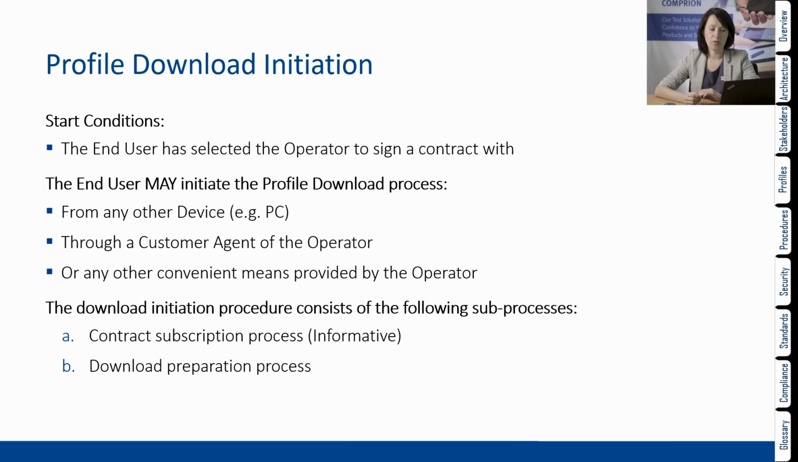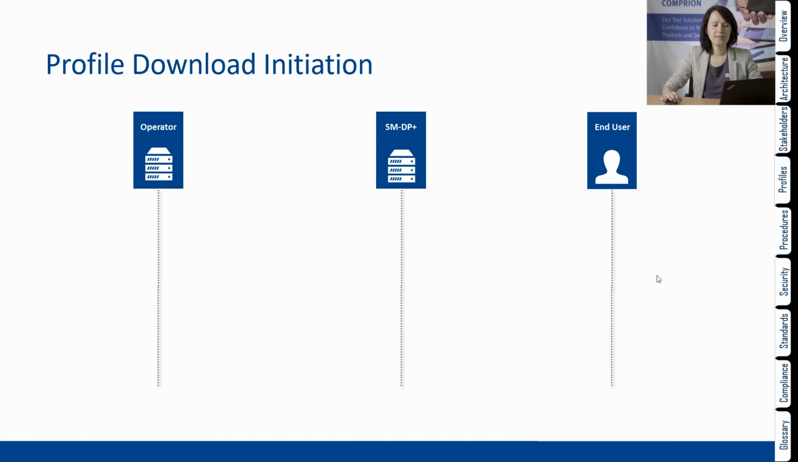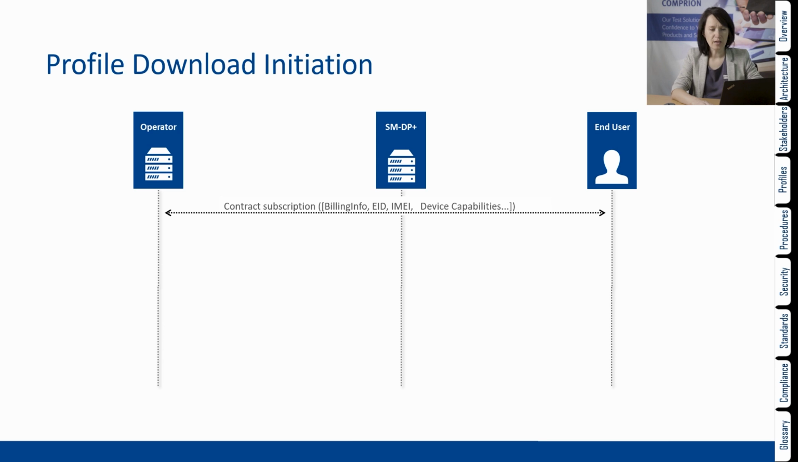The download preparation process has to be performed as defined. And the contract finalization process, which is again informative. The subscription activation process is optional. Let's take a look at the profile download initiation. This is a procedure between the operator and the end user, and some data will be exchanged, especially in the contract subscription. This might be the billing information, the USSC ID, EMI, or the device capabilities information.